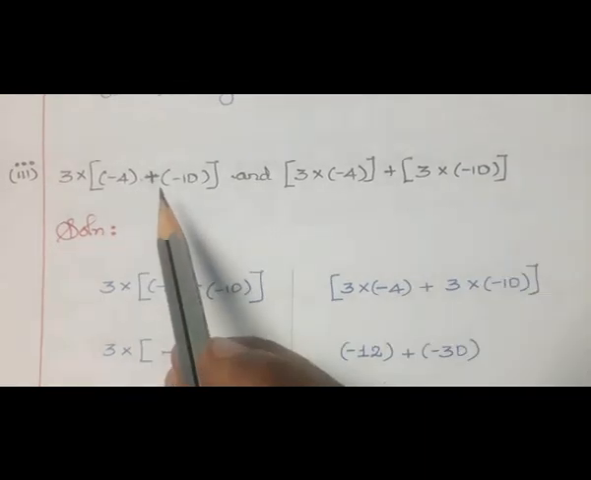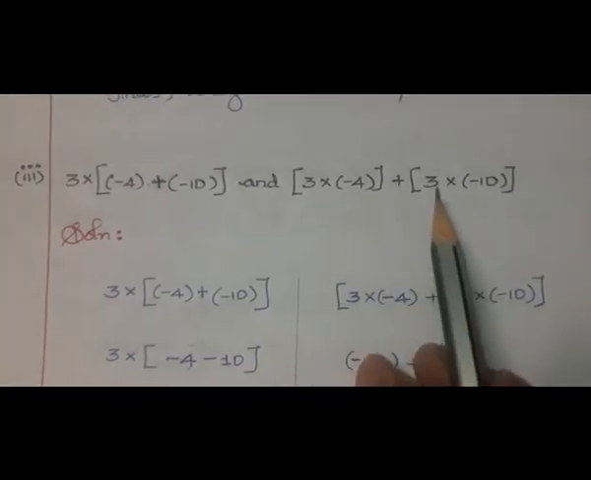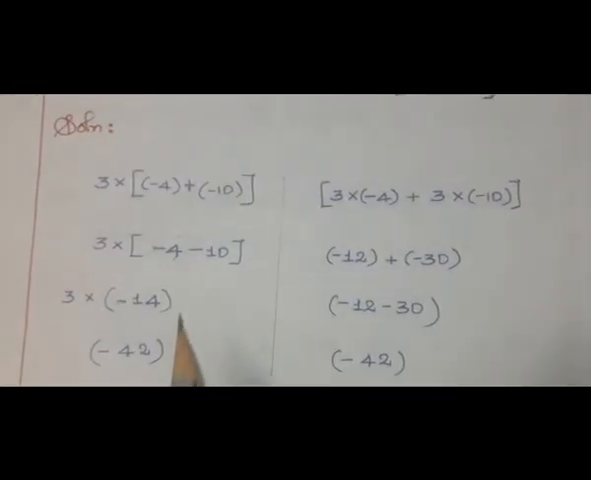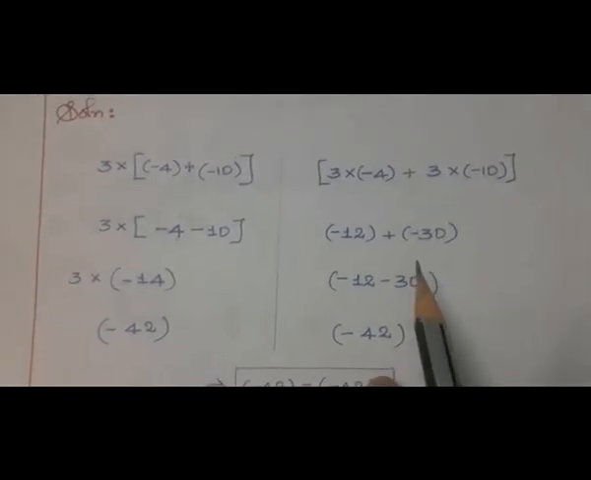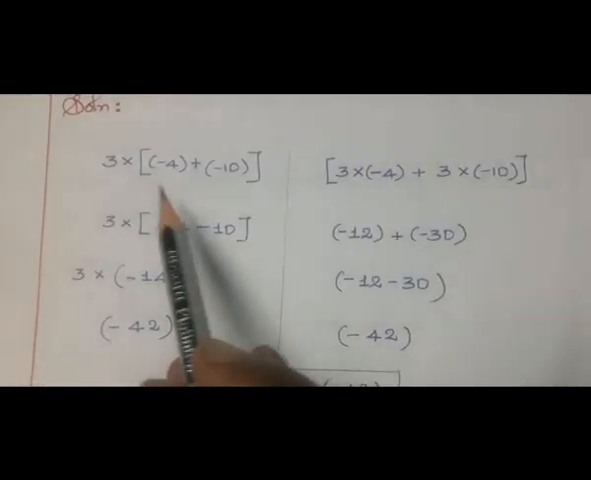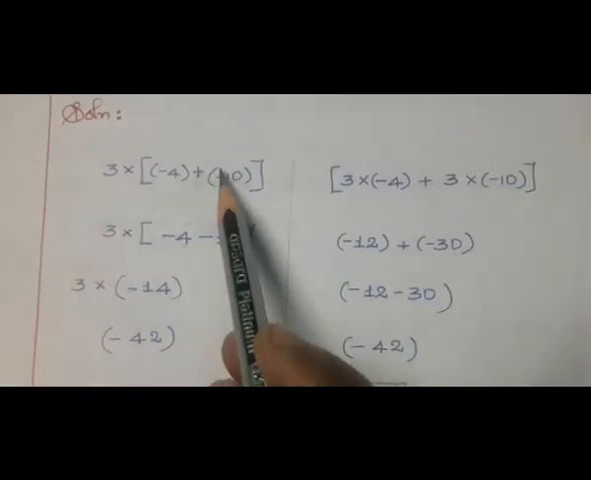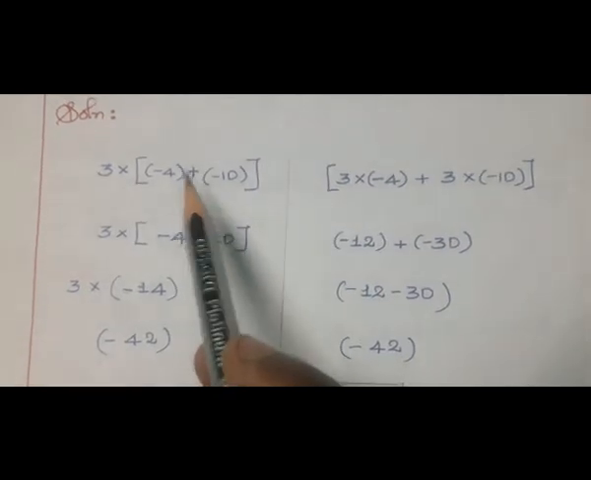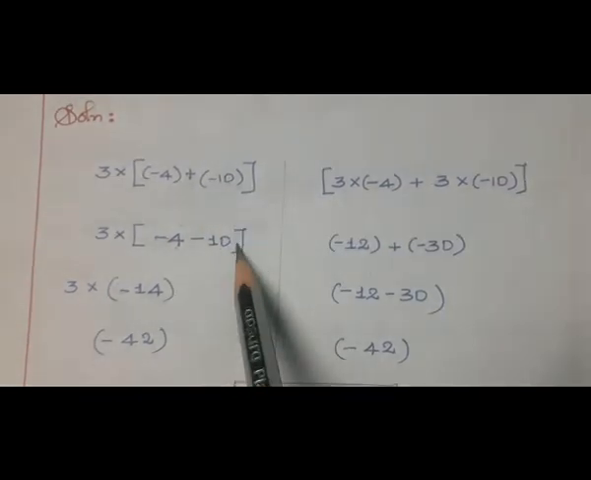3 into minus 4 plus minus 10, and 3 into minus 4 plus 3 into minus 10. Clear? So, on the left hand side I have written one expression and on the right hand side I have written the next. 3 into minus 4 plus minus 10. This bracket represents that we have to multiply the signs here. So, 3 as it is, minus 4 as it is, plus into minus is minus 10.